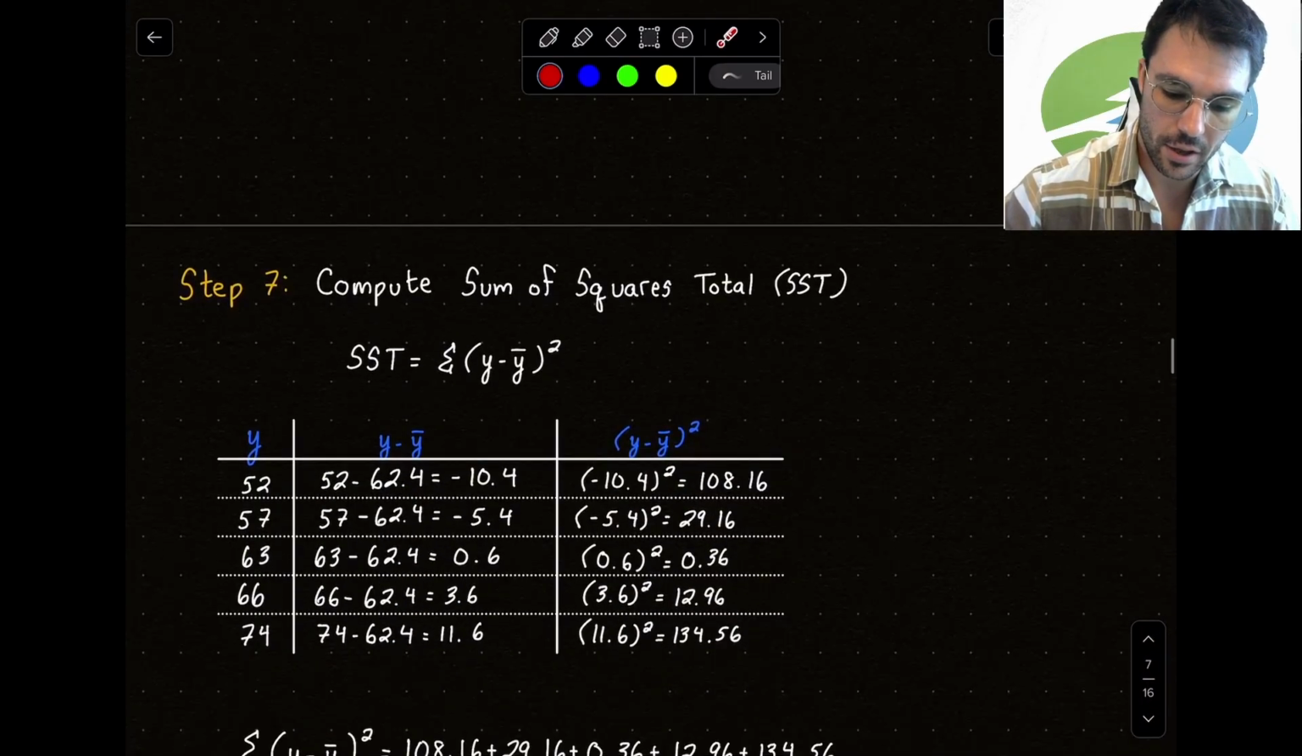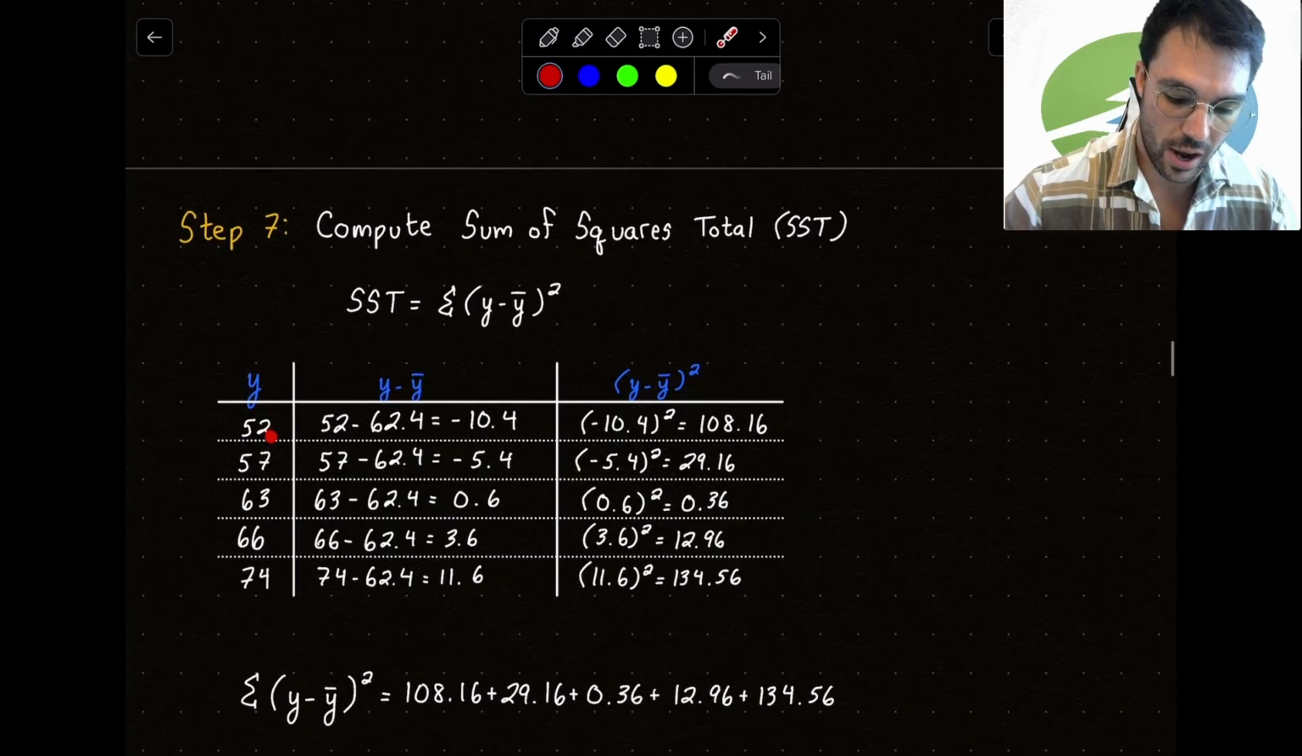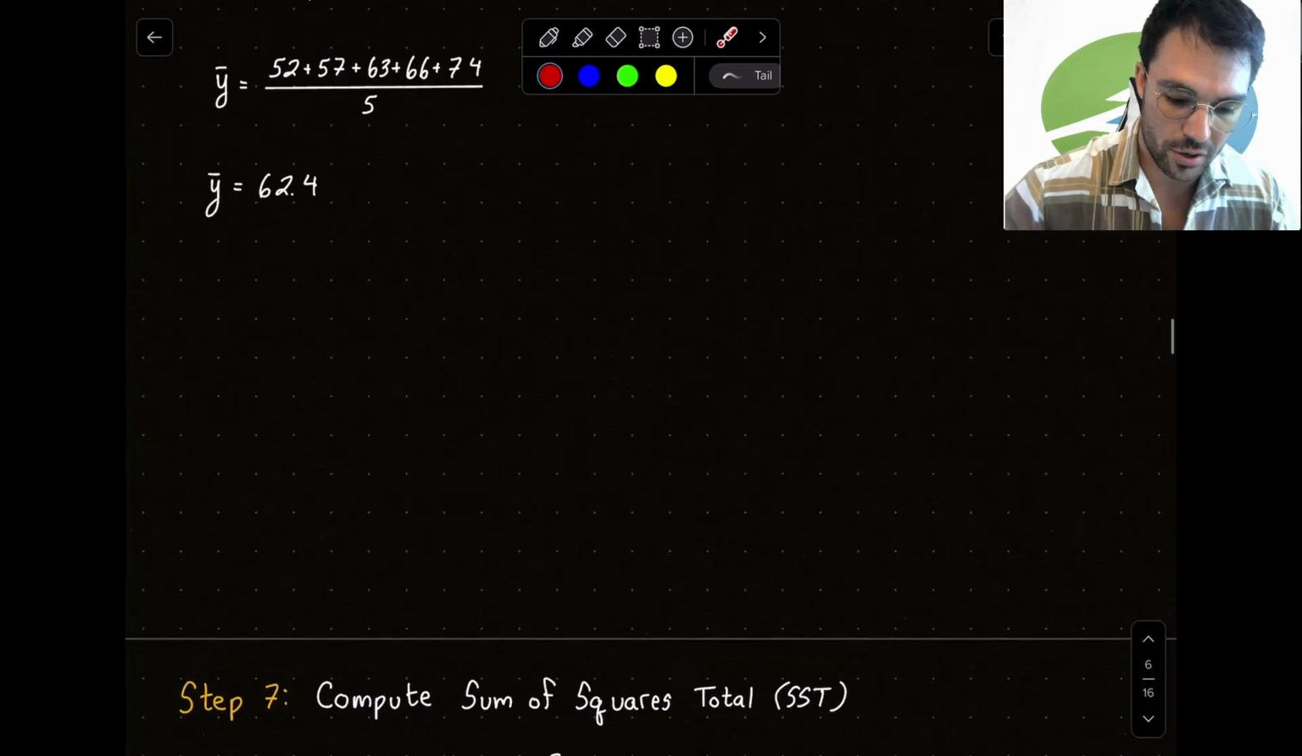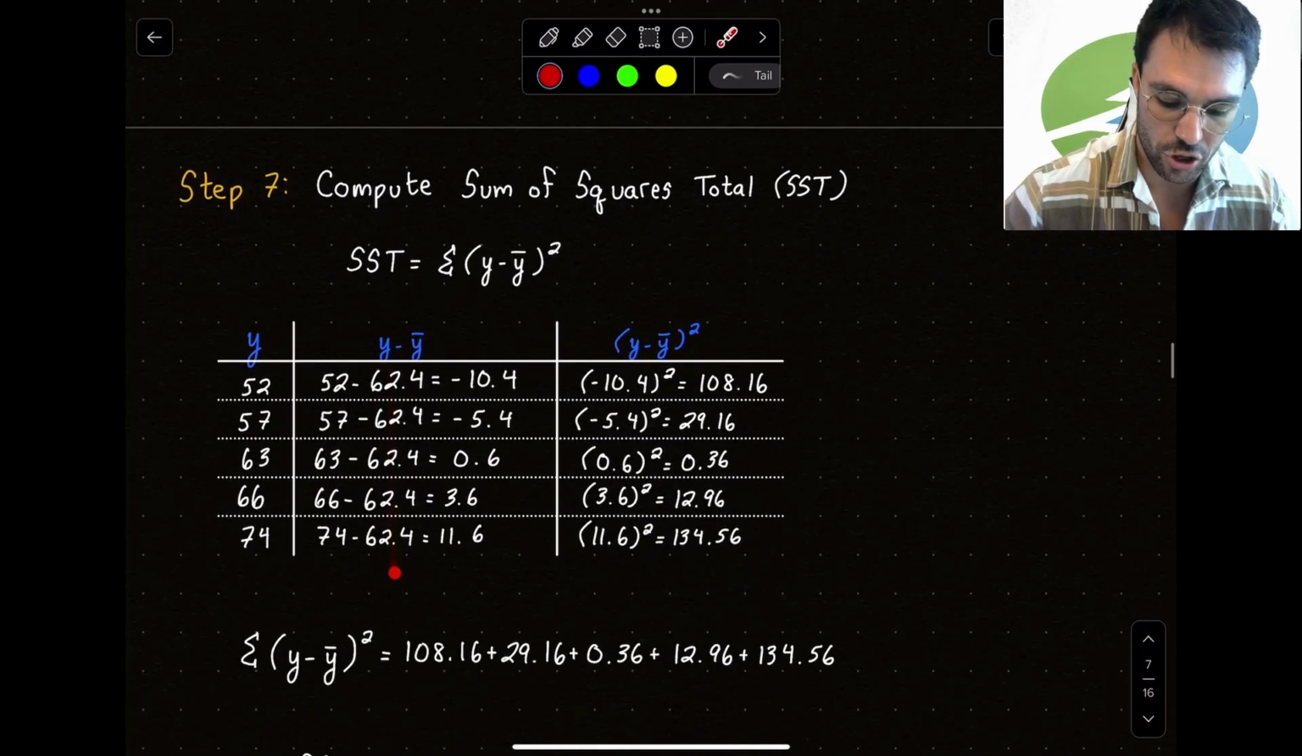Step 7, compute the sum of squares total, our SST, which is the sum of y minus y bar squared. So we have to make more columns. Here I have the y values given. This column here, I do y minus y bar. Again, our y bar is 62.4. I showed the steps here just so it's a little bit more clear.